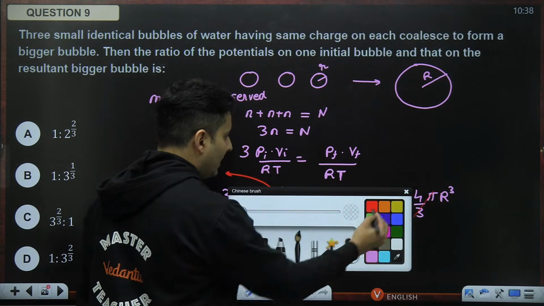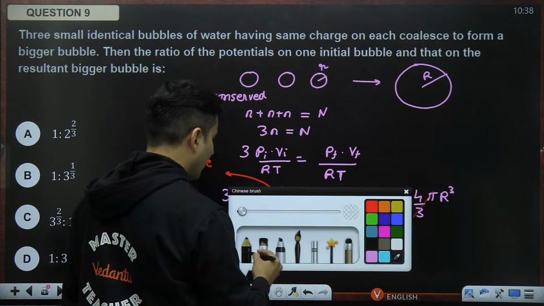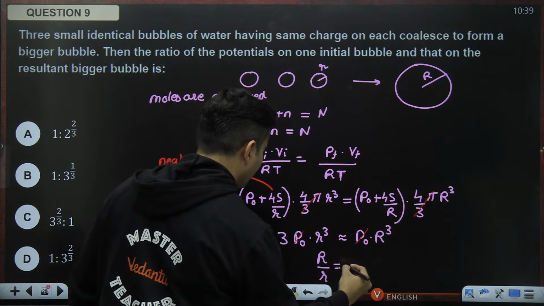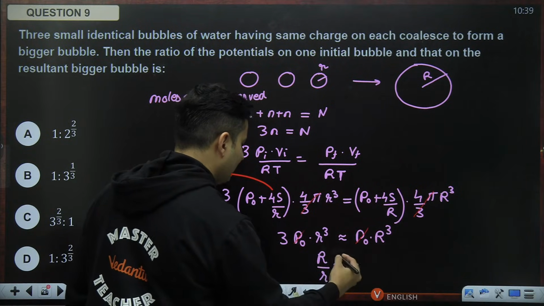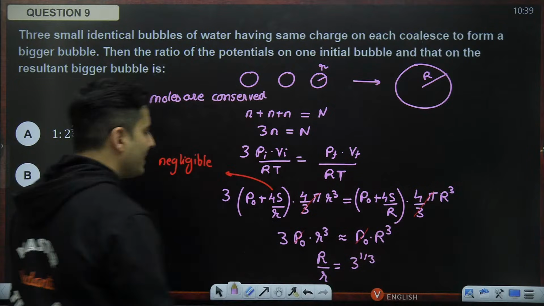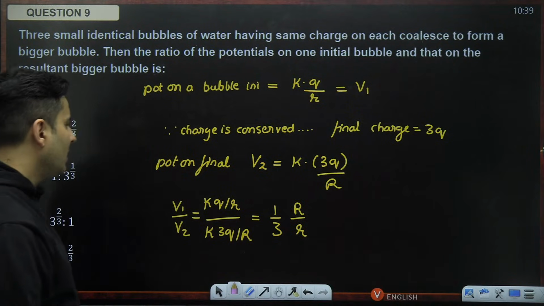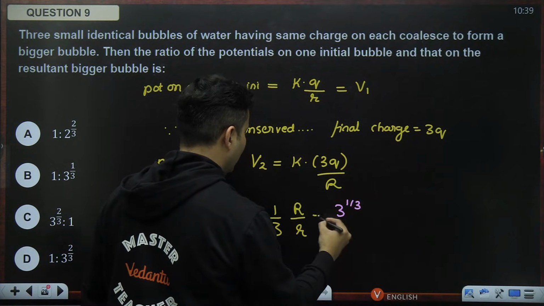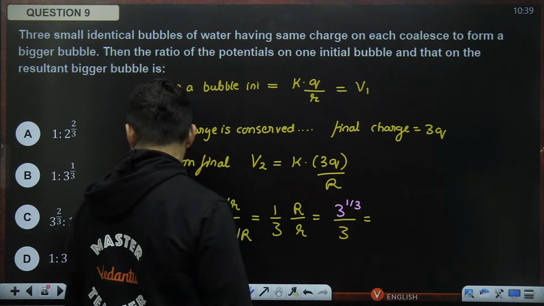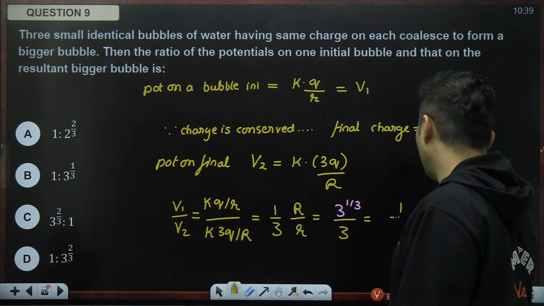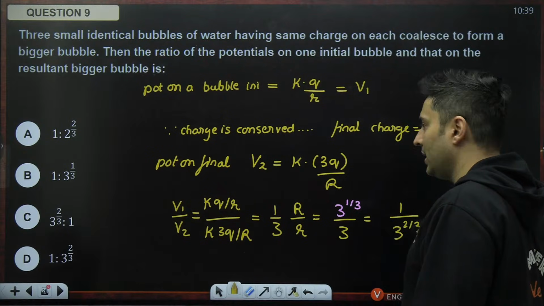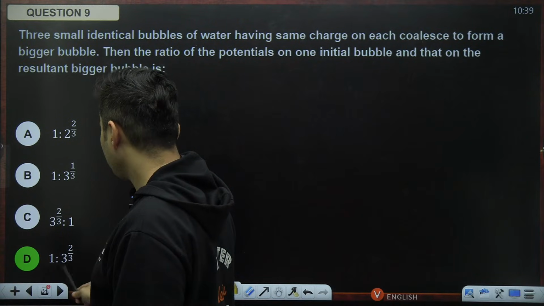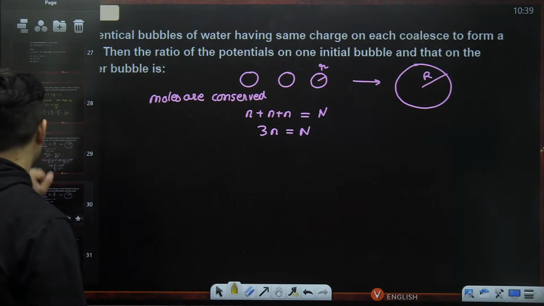Anyways, this value of P naught will get cancelled off, and therefore from this I will get R by small r. R by small r will be 3 raised to 1 by 3. Once I get that, I can put 3 raised to 1 by 3 as it is, and of course divided by 3. So if you take it below, it will be 1 by 3 raised to 2 by 3, which is exactly option D. Got it, guys? How to solve this?